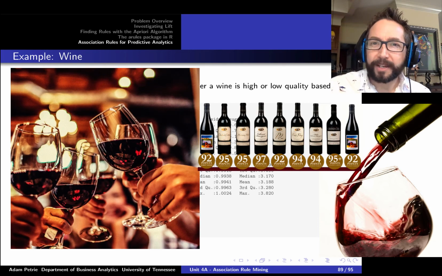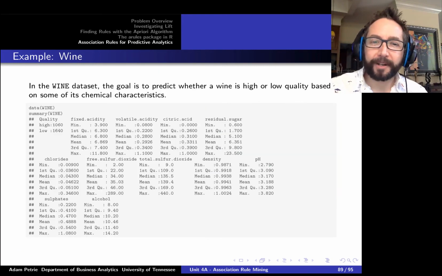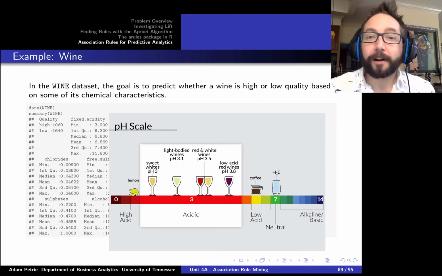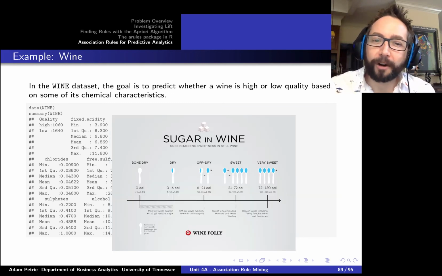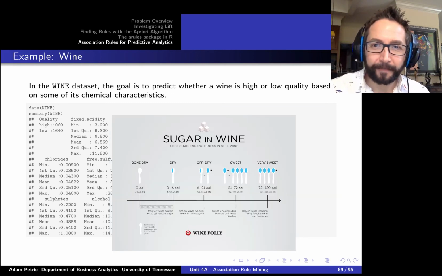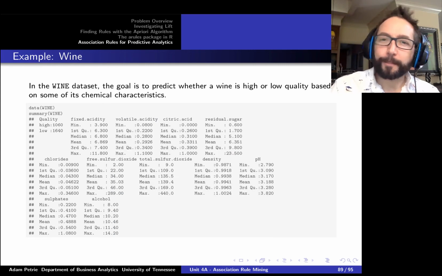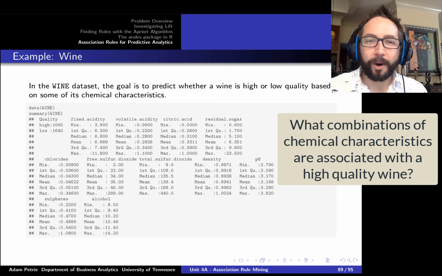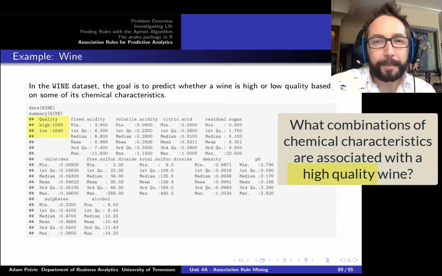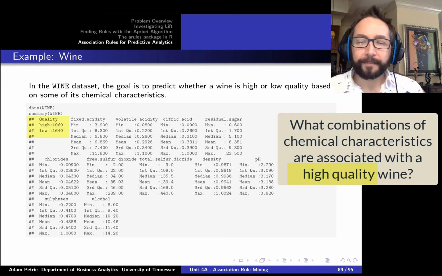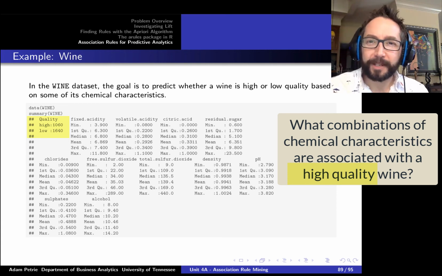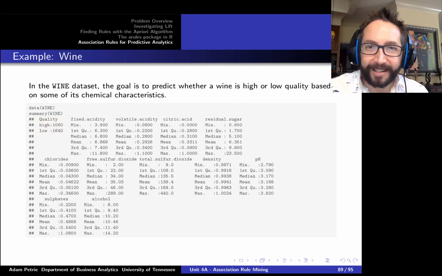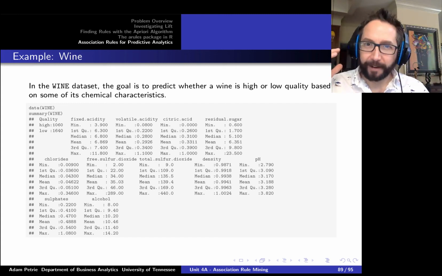Now, a wine can be characterized by some of its chemical properties: the amount of fixed acidity, volatile acidity, residual sugar, chlorides, alcohol, pH, etc. What if we wanted to discover particular combinations of these characteristics that are associated with a wine being considered high quality or maybe a wine being considered low quality? What combinations of traits tend to be associated with being high quality? Well, we can treat our data set as a transactional data set if we just tweak our frame of reference.